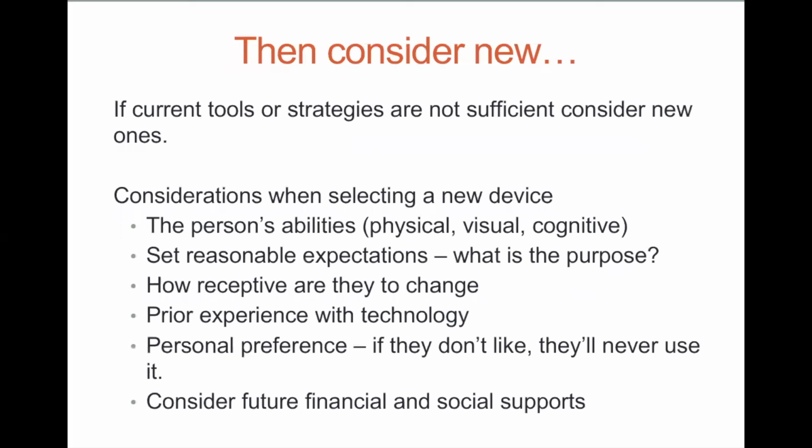Some considerations if you're selecting a device, an app, or anything. Always think about the person's abilities: physical, visual, cognitive. If they have a visual disability, make sure it's large enough for them to be able to see it, or it has that audio feedback so they can hear it. Always set reasonable expectations and what is the purpose. When people ask me about assistive technology, I always tell them, it can help overcome barriers. It can do everything like that. It really can't completely fill a giant skill gap.